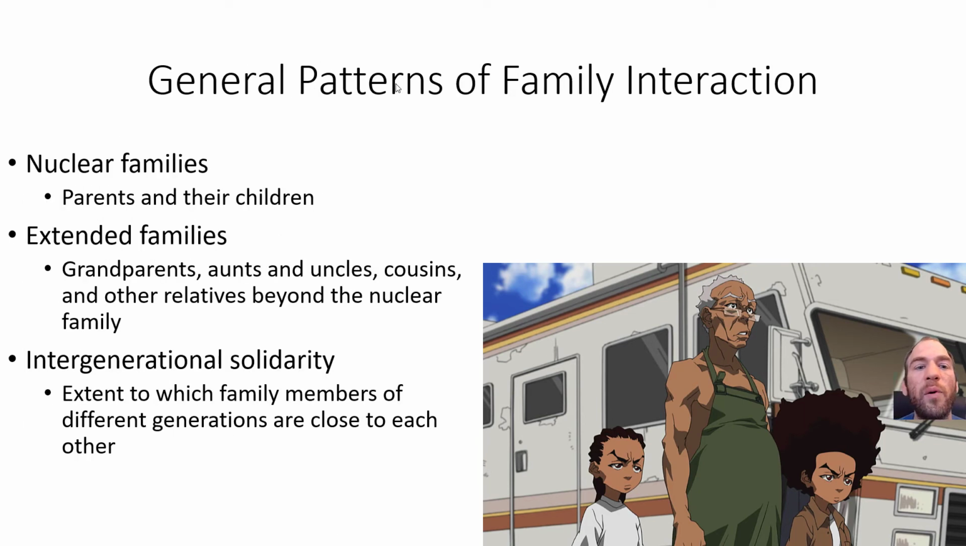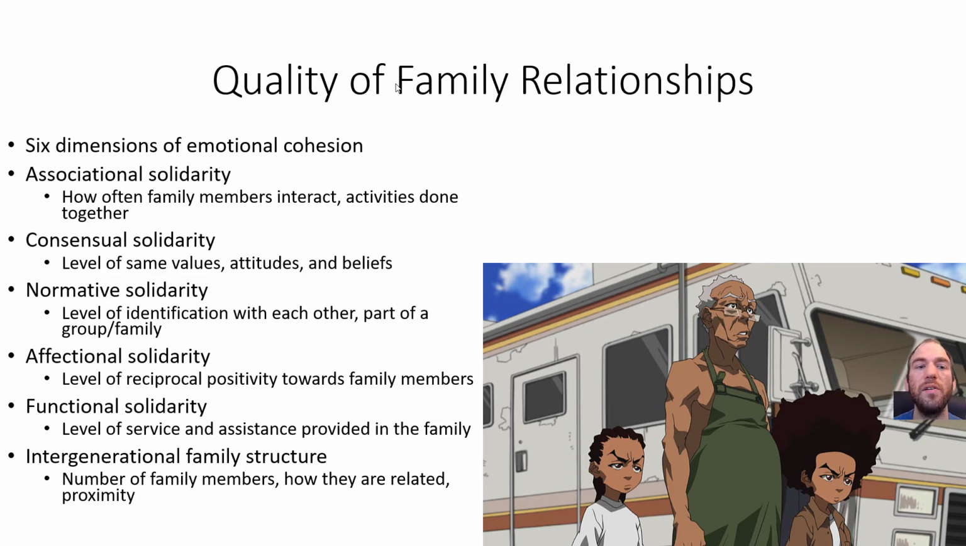Now let's talk about family relationships, and specifically general patterns of family interactions. We have nuclear families, parents and their children, extended families, grandparents, aunts, uncles, cousins, and intergenerational solidarity, the extent to which family members of different generations are close to each other. There are thought to be six dimensions of emotional cohesion within family relationships. I'm not going to read through all of these. You can see some of these here.